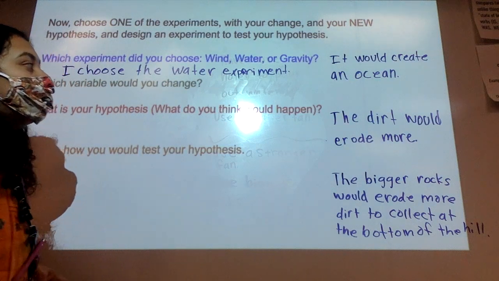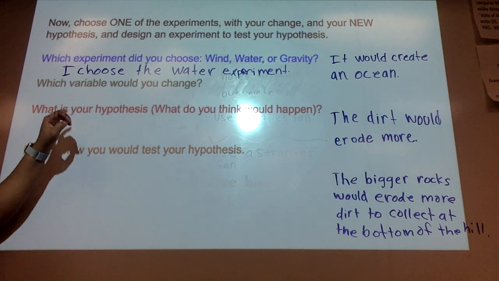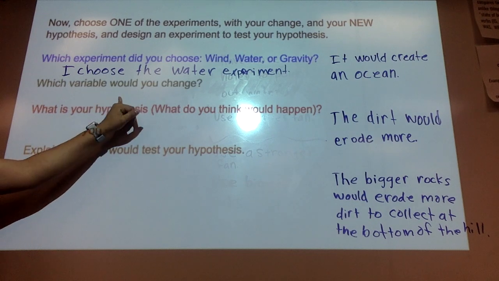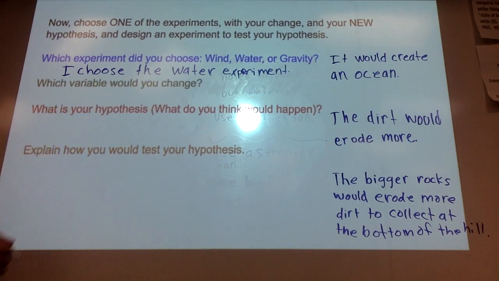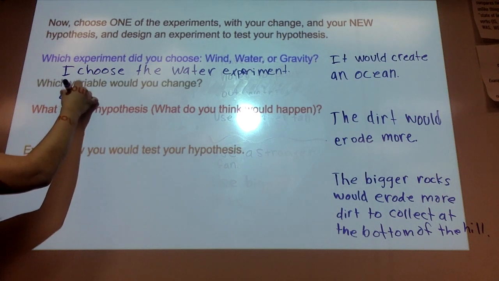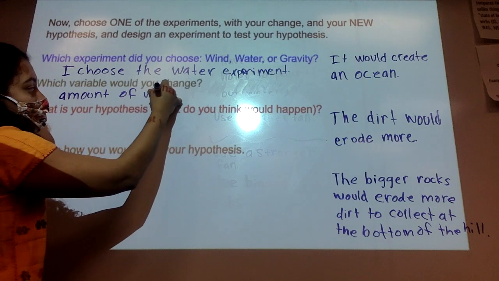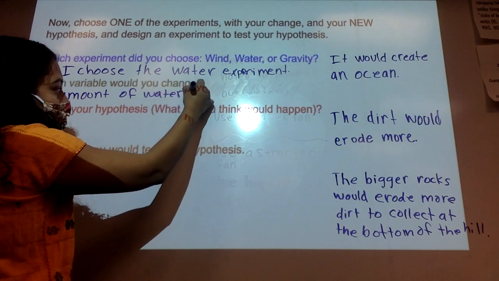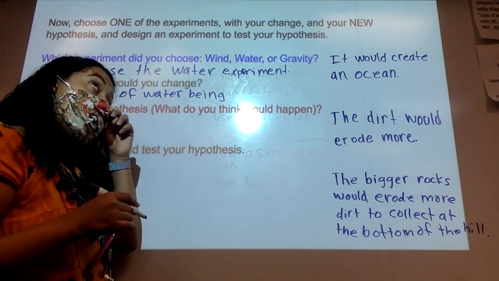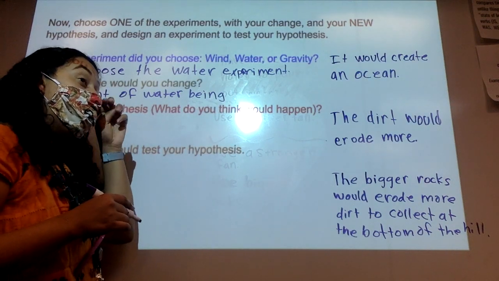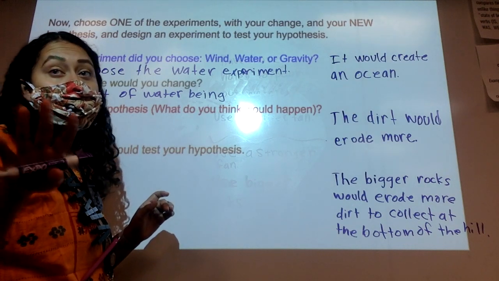Ooh, cannot spell. Since we're about to finish science, can we get 3 times? Which variable would you change? Okay, so we're changing the amount of water being. We have extra recess. Nobody's going to get anything because people keep talking and I did not call it anything.